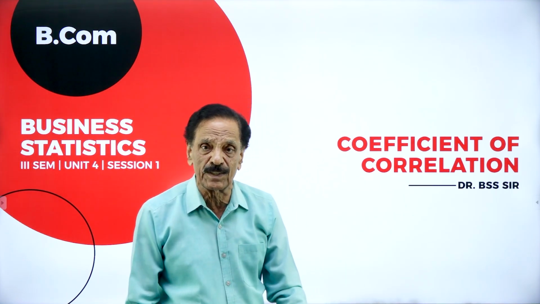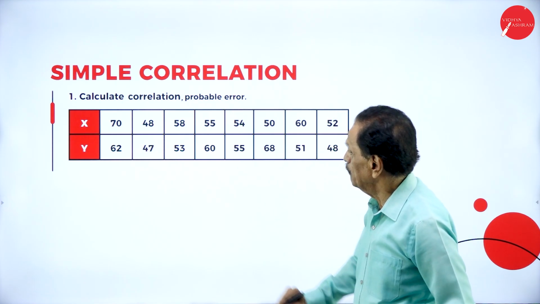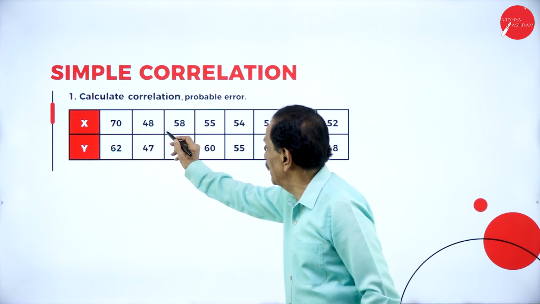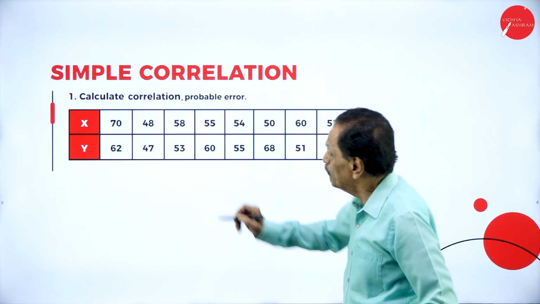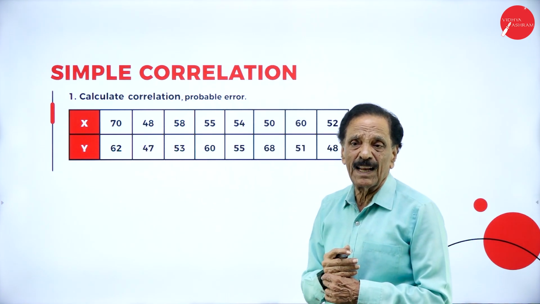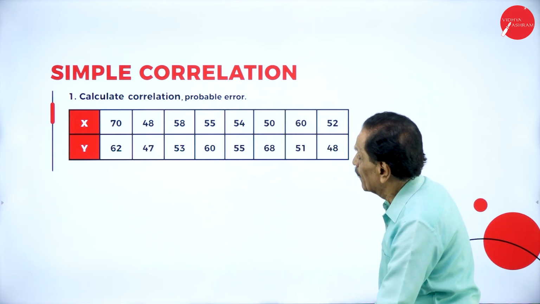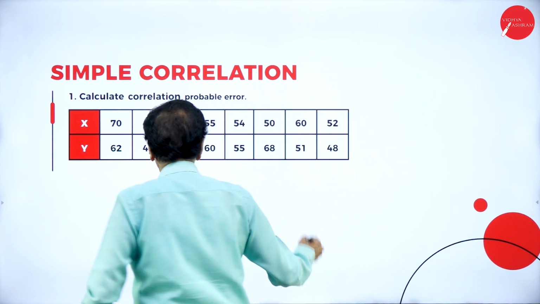Coefficient of correlation. They have given a problem: calculate the correlation and probable error. X is given as 70, 48. So there is a relation between X and Y. Correlation is a relation between the two variables X and Y. Now we are going to calculate the formula for this.